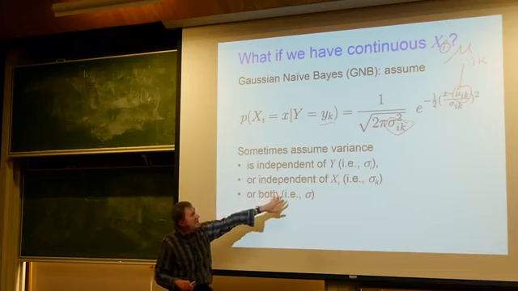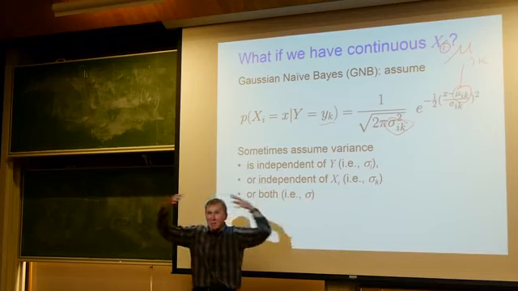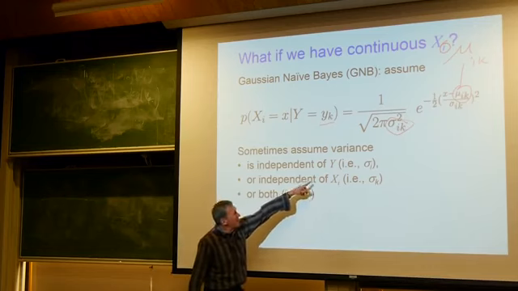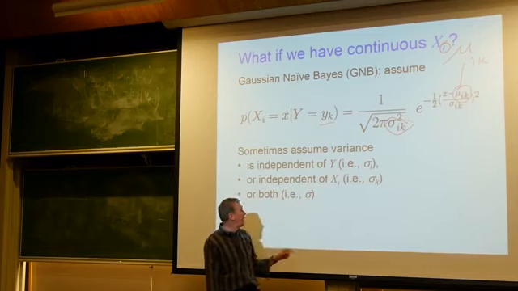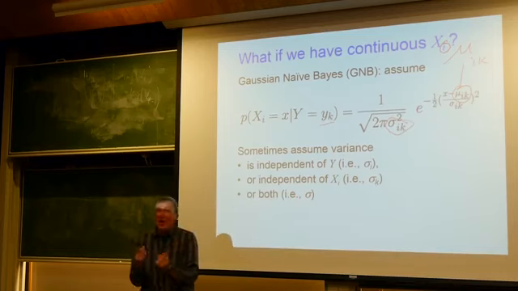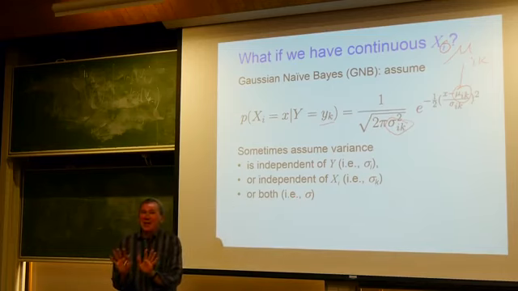Or you can say that it's independent of the x sub i, that the noise is the same across the entire brain. Or you could say that it's independent of both. And obviously, the stronger the assumption you make, the fewer sigmas you have to estimate, meaning that if your data is sparse, the less likely you're going to get in trouble by not having enough data to make those estimates.